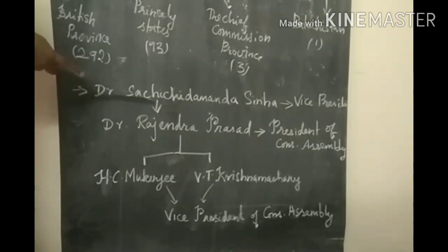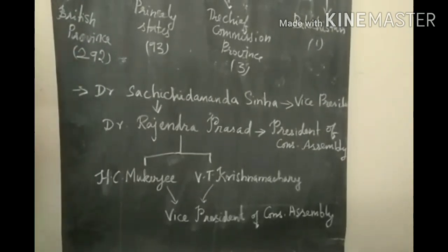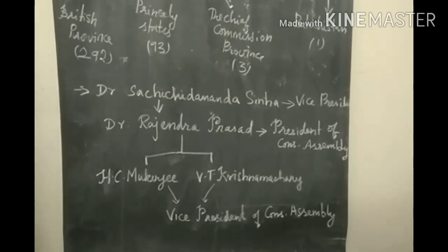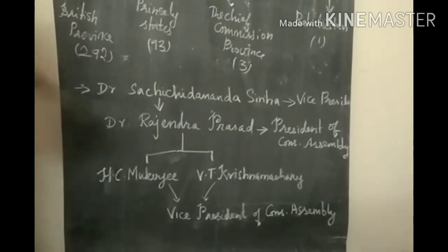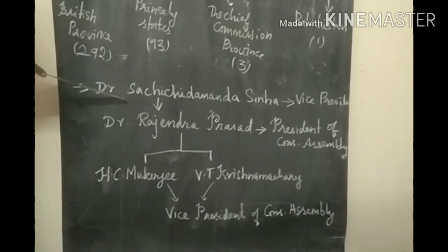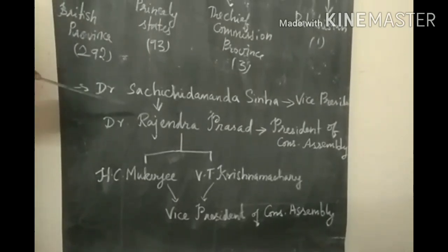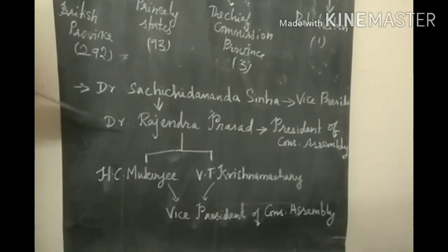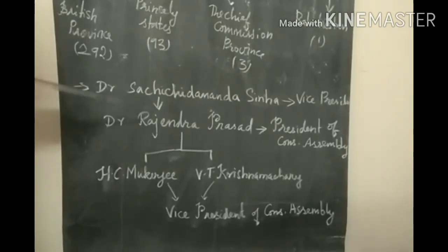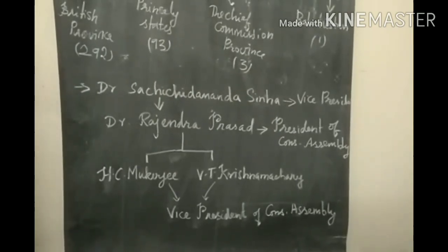Then after the death of Sachidananda Sinha, Dr. Rajendra Prasad was elected as the President of the Constituent Assembly. Okay, after the death of Dr. Sachidananda Sinha, who was elected as the President of the Constituent Assembly, Dr. Rajendra Prasad, who was the first President of Free India, as you know.